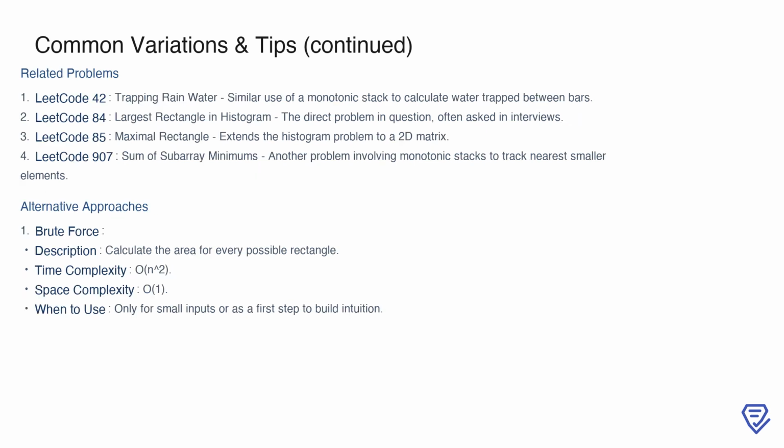This problem is closely related to others that you might encounter during interviews. For example, LeetCode 42, Trapping Rainwater, involves a similar use of a monotonic stack to calculate water trapped between bars. Of course, LeetCode 84, the largest rectangle in a histogram, is the direct problem we're discussing, and it's a very common interview question. Another related problem, LeetCode 85, Maximal Rectangle, builds on this concept by extending it to a two-dimensional matrix. Finally, LeetCode 907, Sum of Subarray Minimums, leverages a monotonic stack to track the nearest smaller elements in a different context.